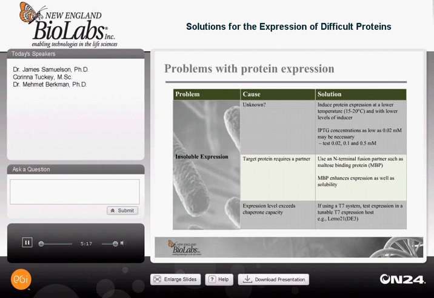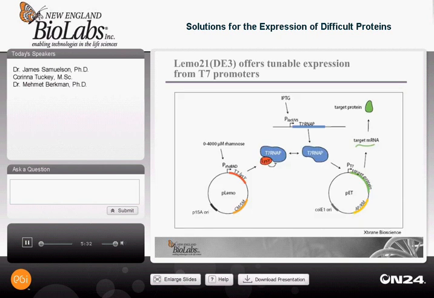However, if you do not wish to use a fusion partner and you're using a T7 system, then solubility may be improved by using a tunable T7 host strain, such as LEMO21(DE3). LEMO21(DE3) is a BL21(DE3) strain where expression can be carefully controlled. LEMO means less is more.